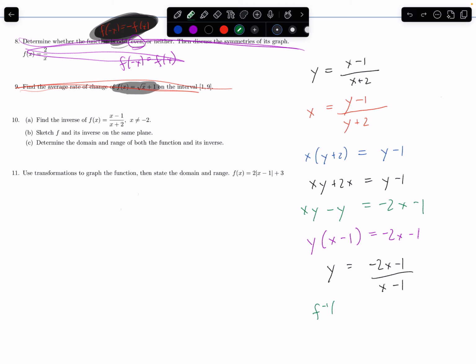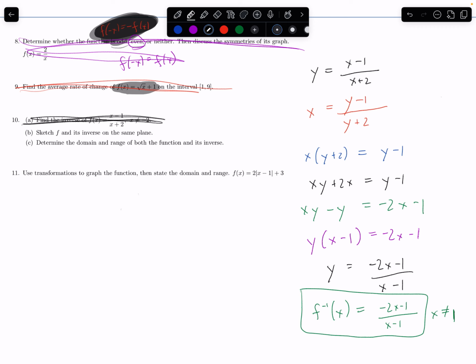So f inverse of x is what I just had over there a moment ago. And that is the inverse function. Make sure you add that x cannot be equal to positive 1, because then I'd be dividing by 0. Okay, so that's part A done.